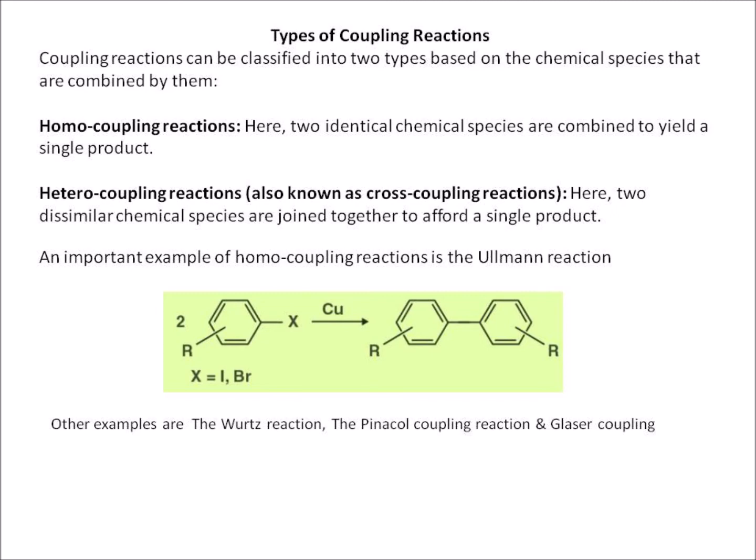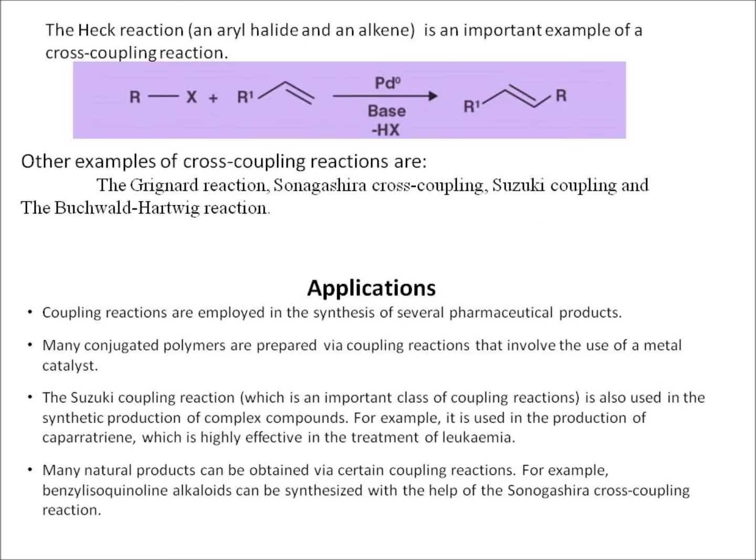An important homocoupling reaction is the Ullmann reaction. Other examples are Wurtz reaction, pinacol coupling reaction and Glaser reaction or Glaser coupling. For a cross coupling reaction, the example is Heck reaction. That means an aryl halide and an alkene undergo reaction. Other examples for cross coupling reaction are Grignard reaction, Sonogashira cross coupling, Suzuki coupling and Buchwald-Hartwig reaction.